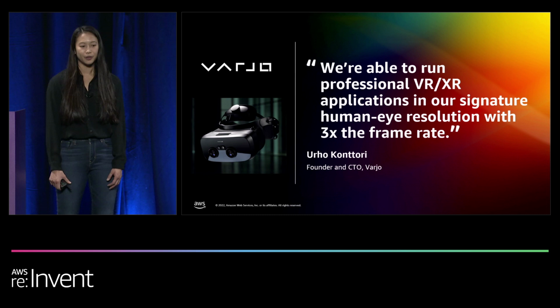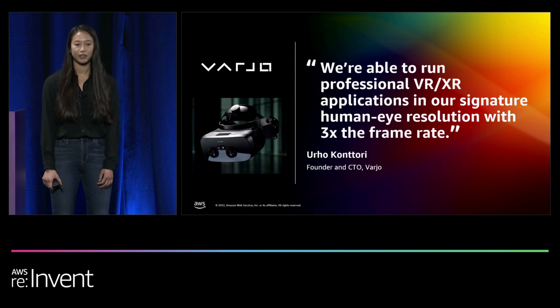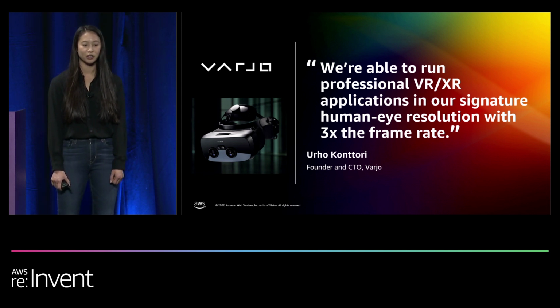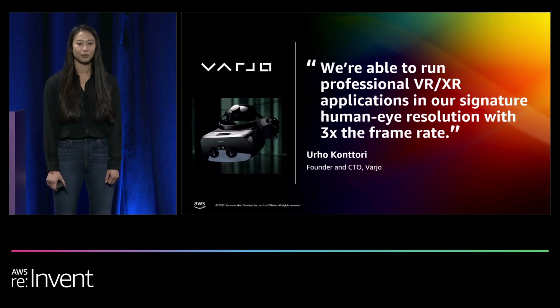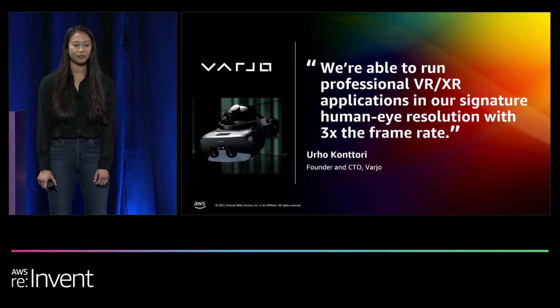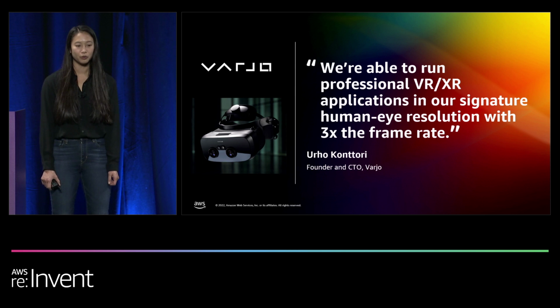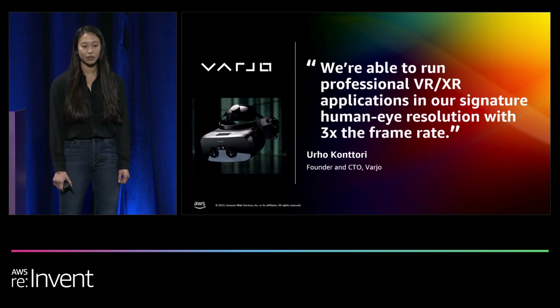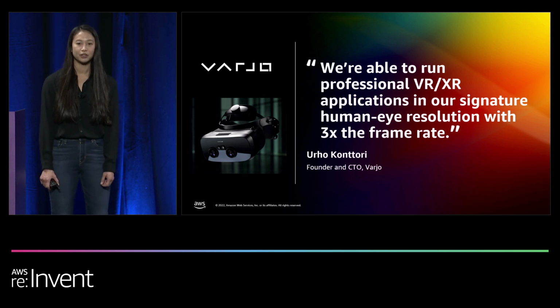Secondly, we have Varjo. Varjo is an industry-leading provider of professional-grade solutions for virtual reality and mixed reality. The G5 instances have enabled them to move their high-fidelity workloads to the cloud compared to running on hefty local PCs, because with the G5 instances, they were able to see 3 times better performance compared to our previous generation GPU instances, the G4dns.